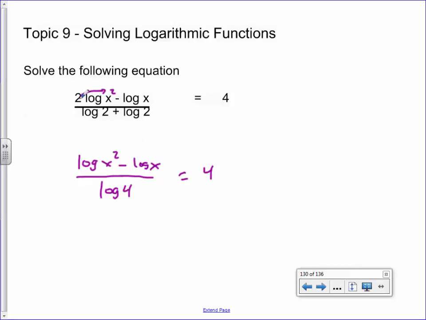Now that I have that 2 up front, what happens when you subtract logs? Collectively divide them. Does that make sense? So with the log x, let me draw it out for you. Let's see if this makes sense. It's going to be log of x squared over x, divided by a log of 4.